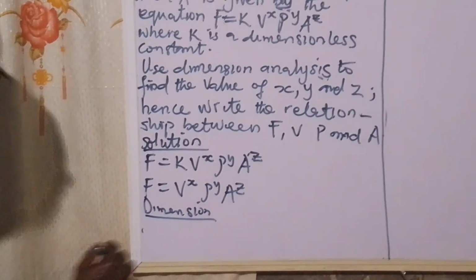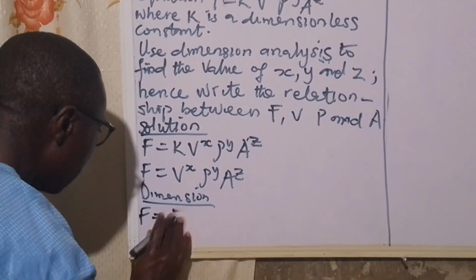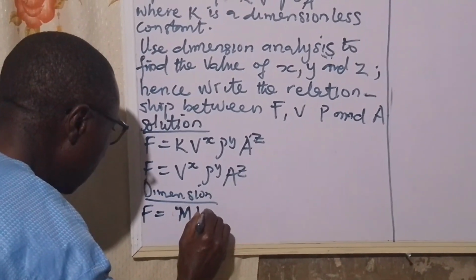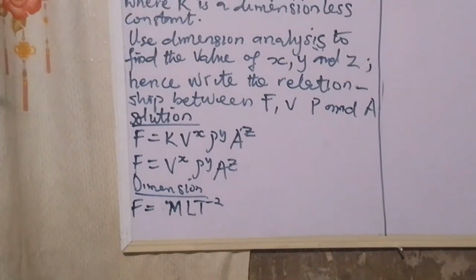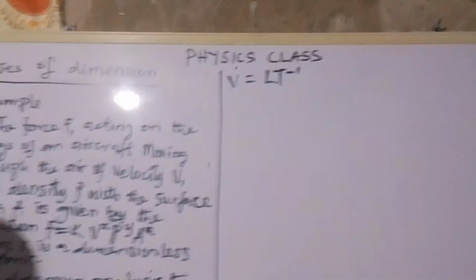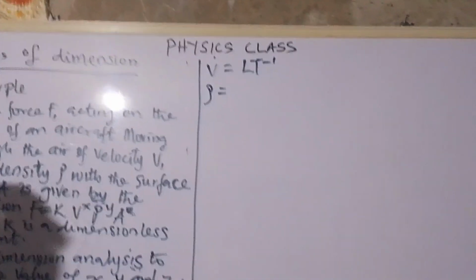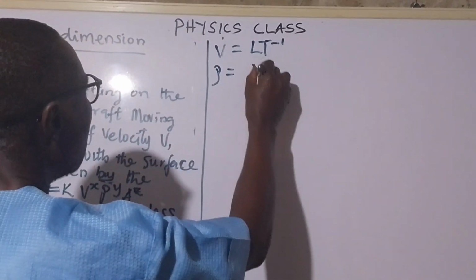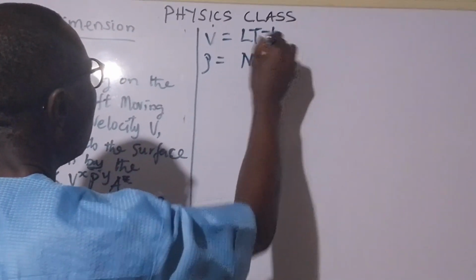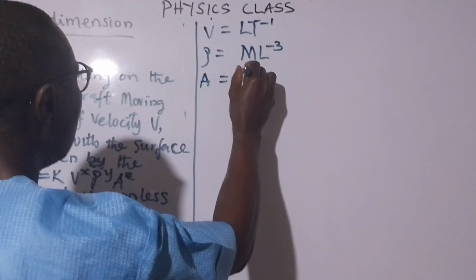So F is force. That is capital M L T raised to power minus 2. V is velocity, that's L T raised to power minus 1. Density is mass per unit volume, that would be M L raised to power minus 3. And for area, the dimension is L squared.